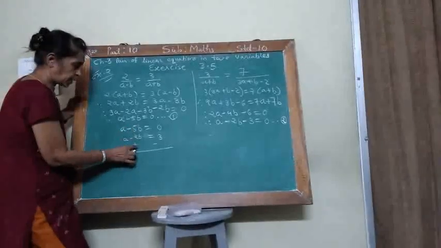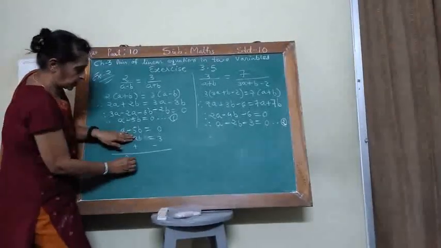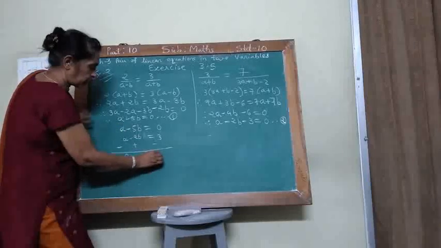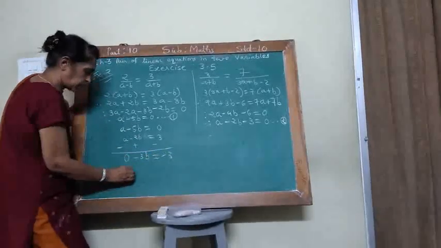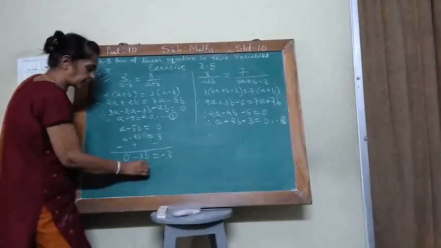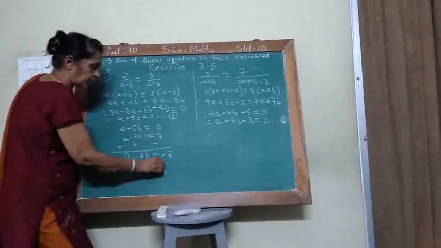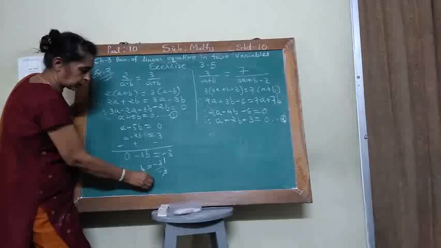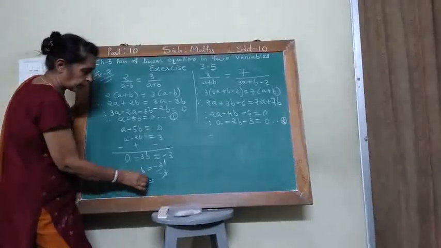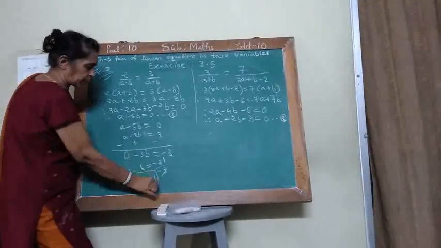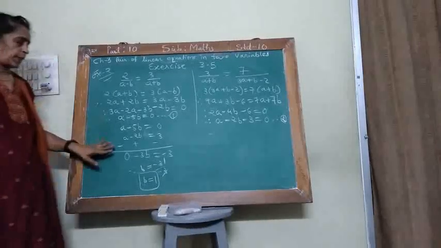0 minus 5 plus 2 minus 3b equal to minus 3. So if they don't ask, then you may apply any method. No need to apply cross multiplication. B equal to 1 I obtain. See, immediately I obtain B equal to 1.